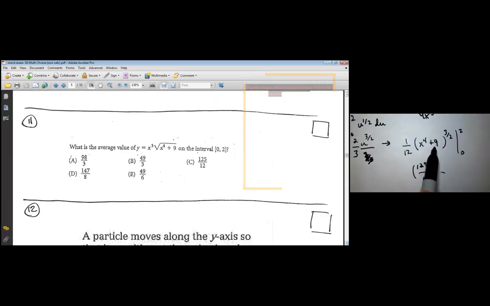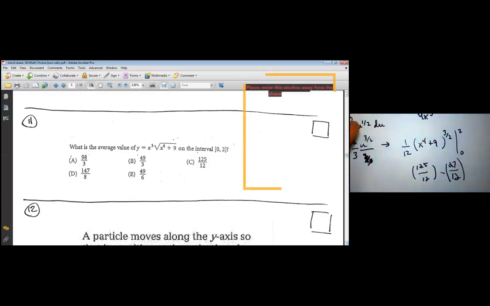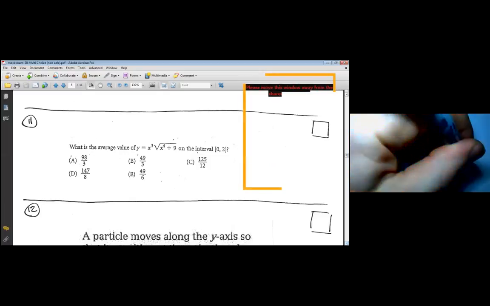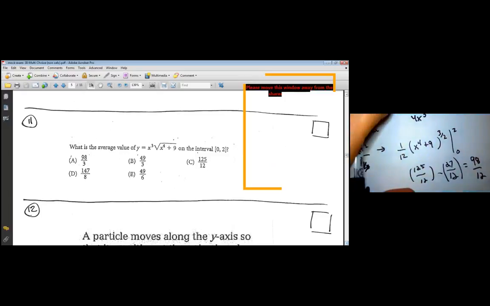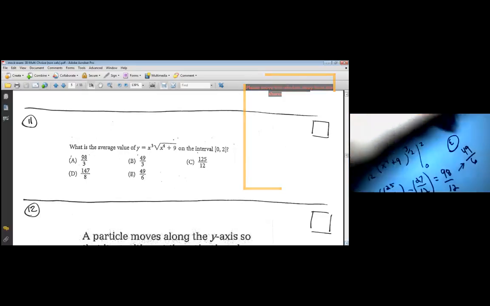Gives me 9 because it doesn't all go away, right? 9. Square root of 9 is 3. 27. 27 over 12. Gives me an answer of 98 over 12. Sounds great. That's not a choice. We can divide these each by 2 to get the choice. And that would be 49 over 6. Choice E.